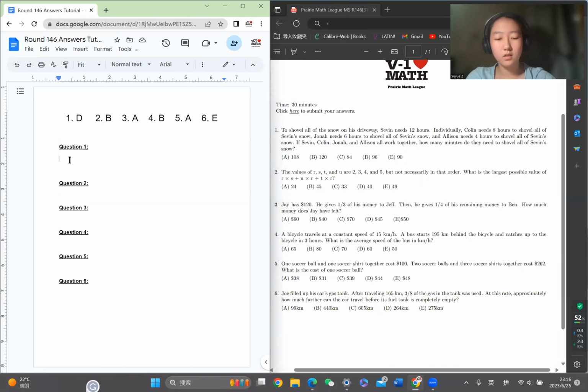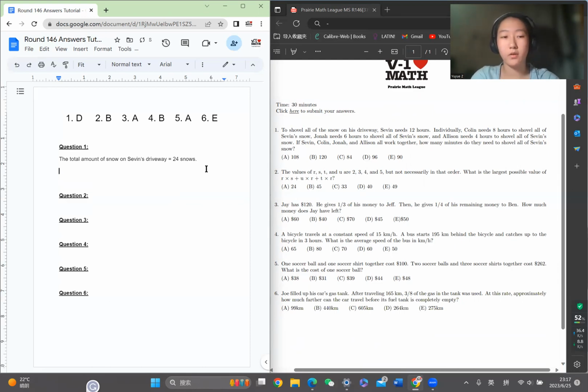So, to approach this question, I first created a unit. Let's suppose that the total amount of snow on Seven's driveway equals 24 snows. I chose the number 24 because 12, 8, 6, 4 all divide quite well into this number. And snow is really just an imaginary unit to make this question a little bit easier to solve.